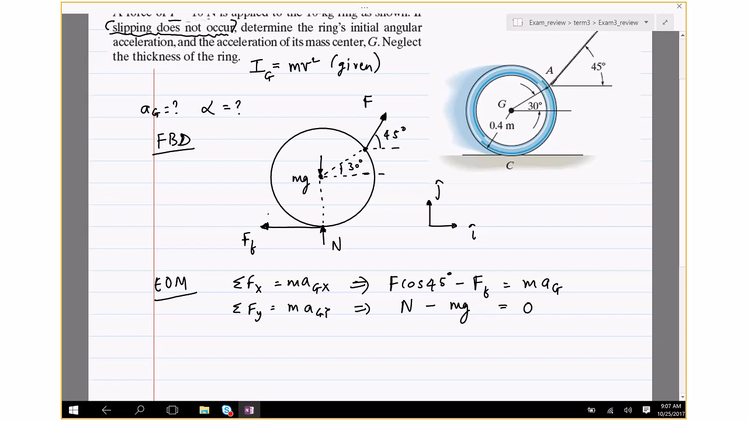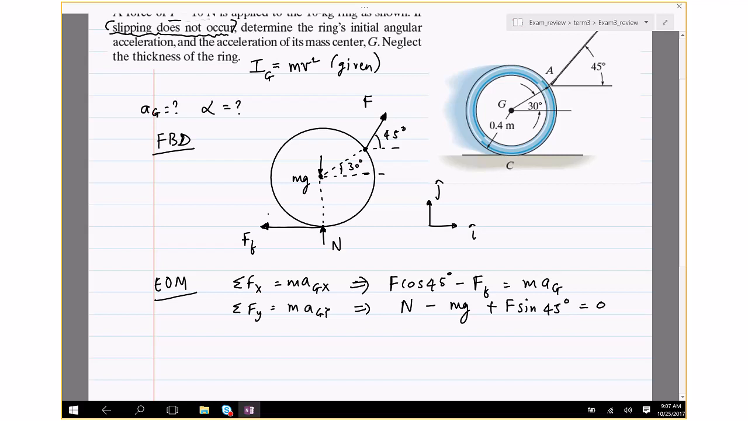Oh, did I leave out some force? Good catch. So minus F sine 45 degrees, and it should be positive. I'm glad that you're paying attention. Okay, so those are the two equations.